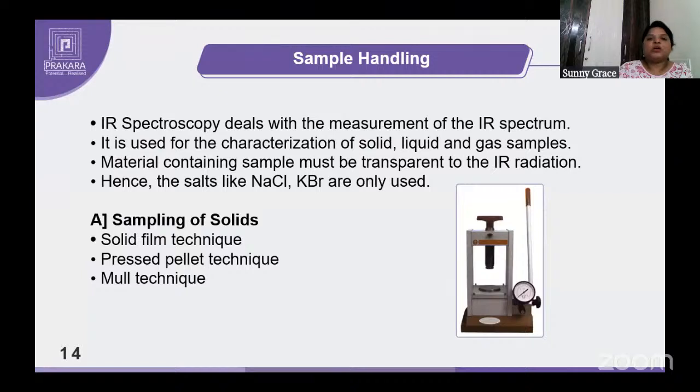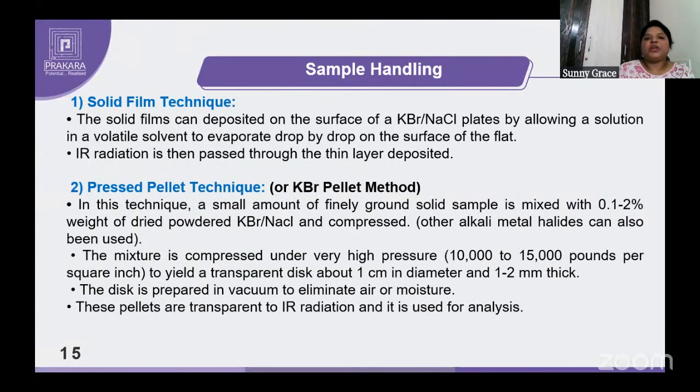We'll see about the solid film technique, pressed pellet technique, and mull technique. In the solid film technique, you have to take the solid sample and mix it in a volatile solvent. Then you apply a drop of it onto a flat surface. I have told you, you will be using NaCl or KBr or thallium bromide cells only. So you take either of the plates and place a drop of that sample solution which you have prepared.